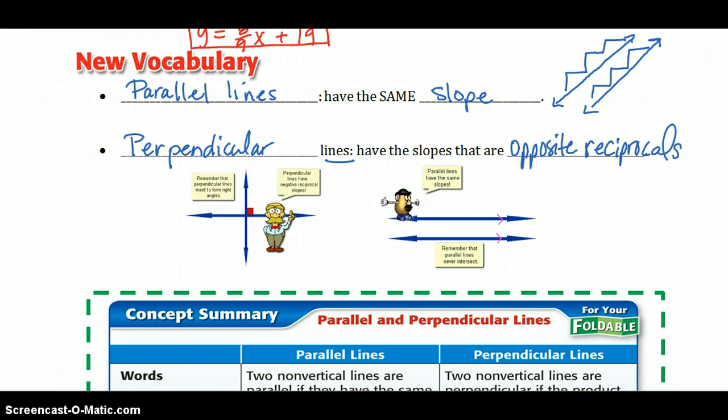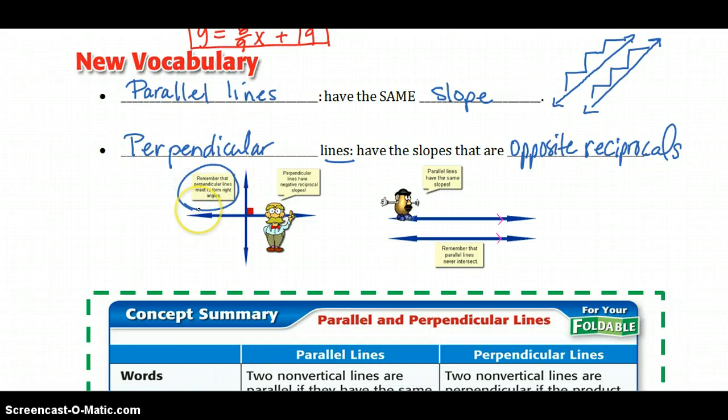So here's a better drawing than I had of parallel lines. We have Mr. Potato Head telling us that parallel lines have the same slopes. Remember that parallel lines will never intersect. That's the definition of parallel lines. They're coplanar lines in the same plane and never intersect. Perpendicular lines, by definition, form right angles.